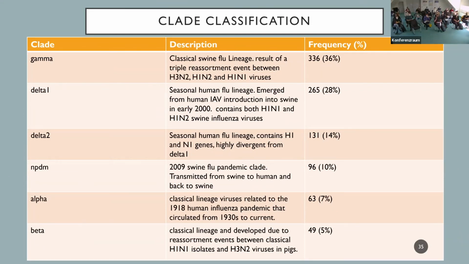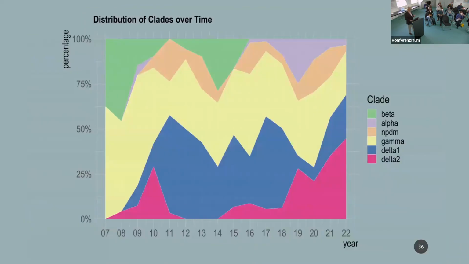That's 10% of the swine flu lineage, okay? And then alpha is a classical lineage related to 1918 flu. Beta is a classical lineage. It's a small percentage, but due to reassortments between a few different strains.